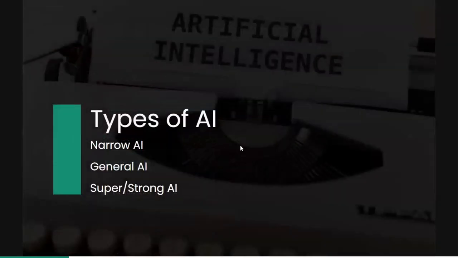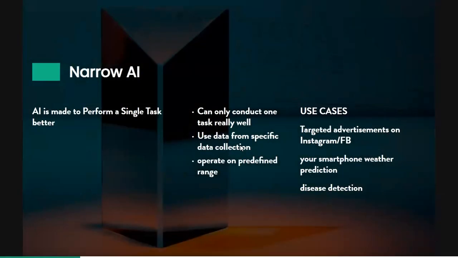So let us look at types of AI, right? Because when we say AI, it's essentially a very broad topic. There's so much we have to dig into. So there are three types of AI. The first one is narrow AI, the one that is mostly popular, and it is where we are. The second one is general AI, and the third one is super strong. So let's dive into them.